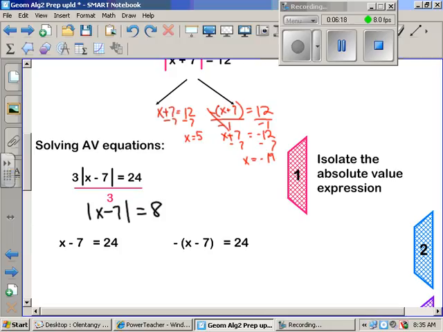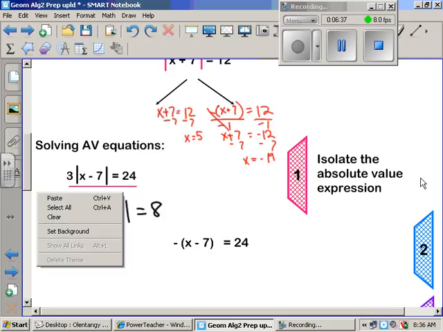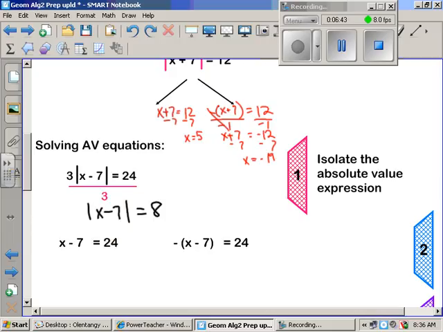Is that equation still over 3? No, so if I divide it out of 3, I got this. Why are there two? This was solving it. This part I combined, but this was my original equation, the 3 times the absolute value of x minus 7 equals 24. So to isolate the absolute value expression, the first thing I did was divide by 3.